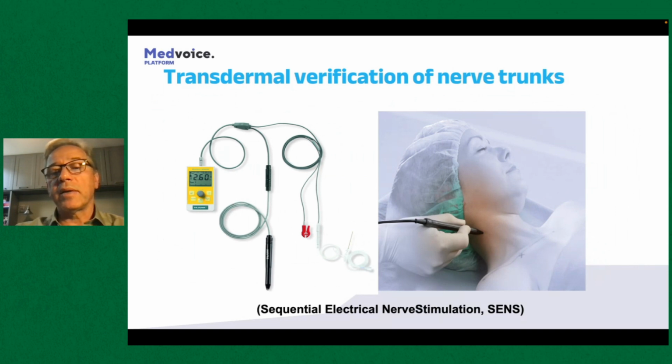At some point, there was this transdermal verification of the nerve trunks. There was a little pen that you could just put on top of the skin over, in this case, the brachial plexus, looking for the best location to insert your needle. So there's a mapping of the nerve going on. It didn't really take off as well as ultrasound.